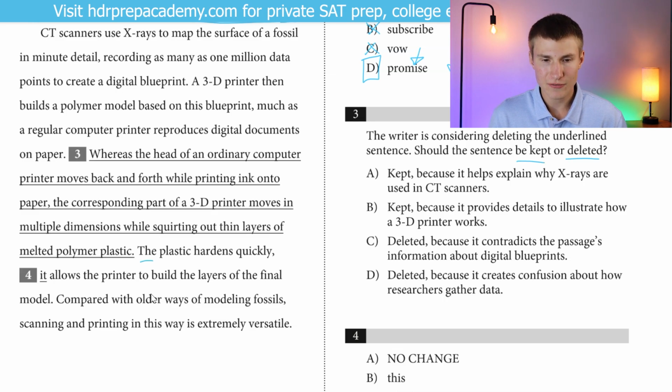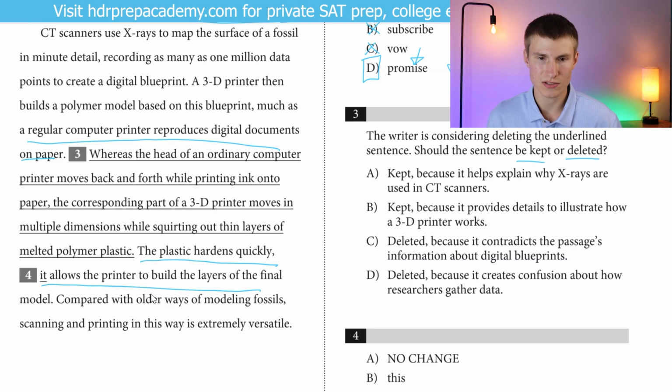We see that what comes after, okay, and now keep in mind the reason that I'm jumping to what comes after this underlined portion is because I want to see how it connects to what came before. Okay, so we want to see how these two sentences relate before we consider what's in the middle. We have: the plastic hardens quickly.